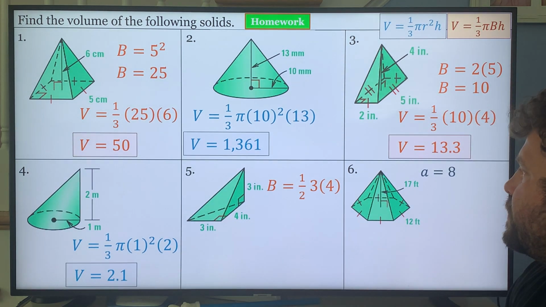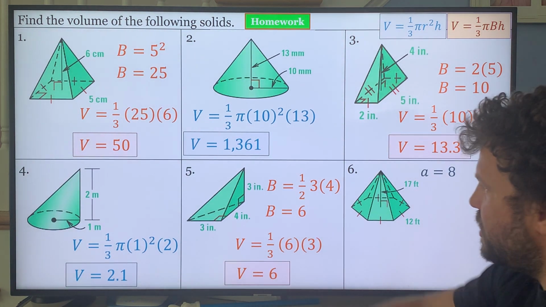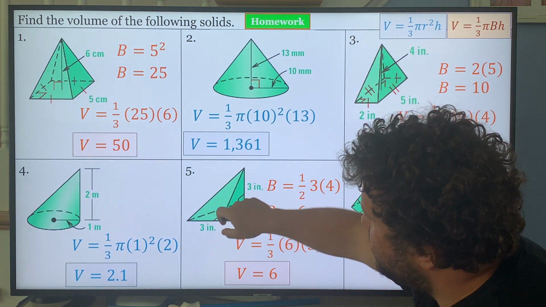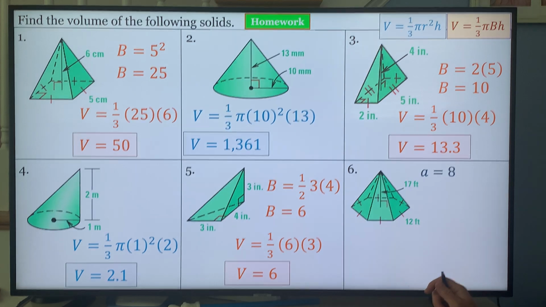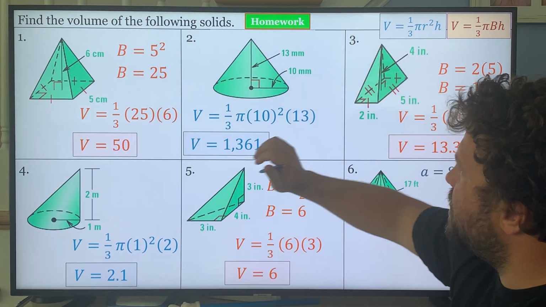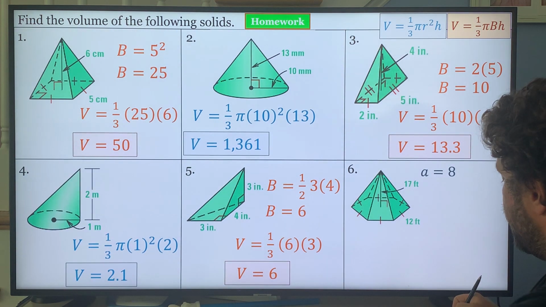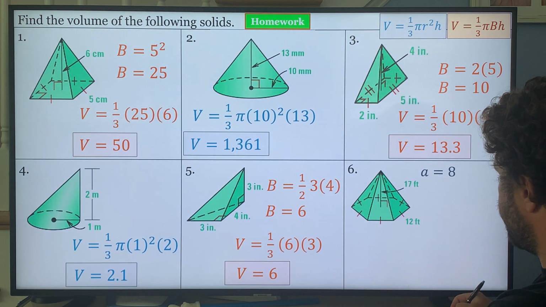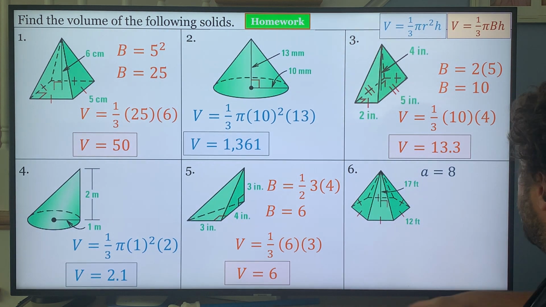Triangle, 1/2 times 3 times 4 is 6. 6 times 3 is 6. You can either use this as your base or this is your base. Oh, sorry. The bottom is your base or the right-hand side is your base. Either one will give you the answer. And this is cubic inches, cubic meters, cubic centimeters, cubic millimeters. I messed up. I should have put the units. Oops. All right. I'll fix that on the other sheet.